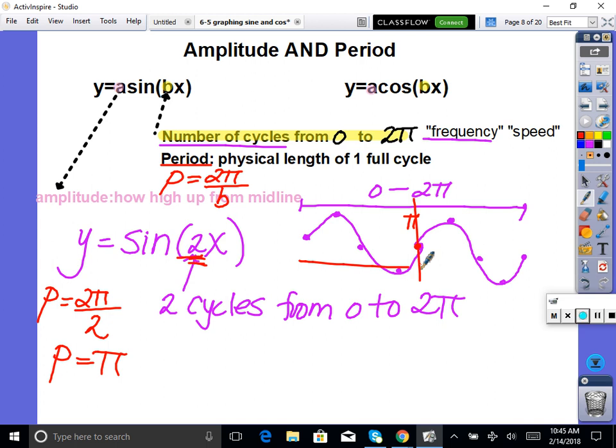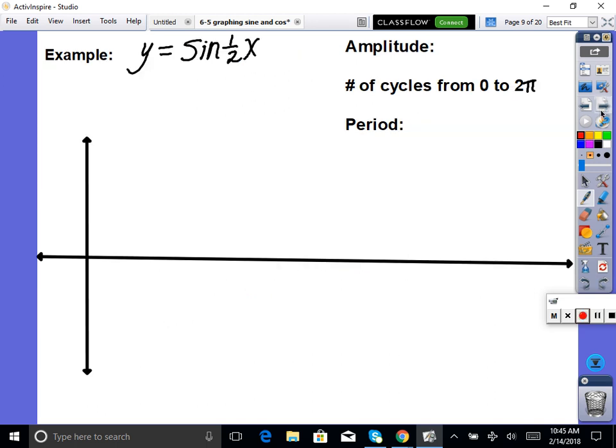I'm trying to decide if the right word is horizontally stretched or compressed. It's horizontally compressed, huh? Yeah. Because normally from 0 to 2 pi we only have 1, and now it's pushed in this way. Okay, cool. Okay, so let's graph this one.